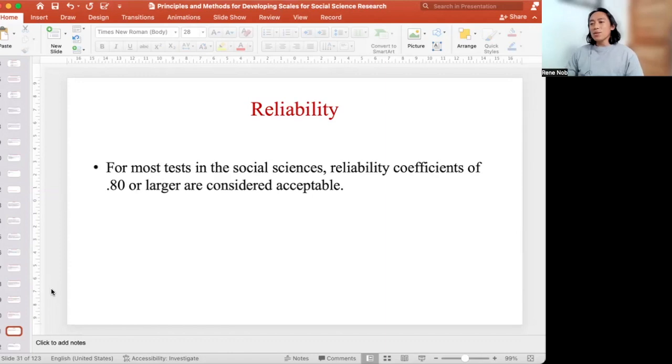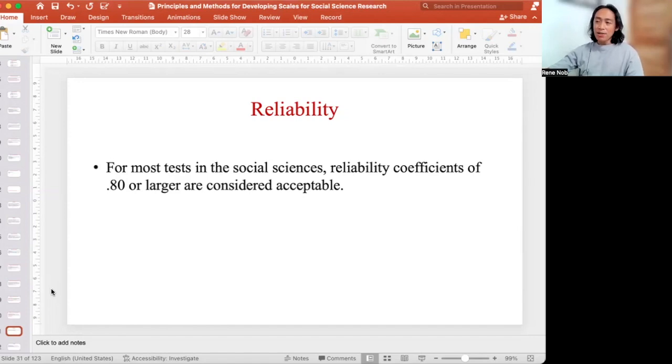For most tests in social sciences, reliability coefficients of 0.8 or larger are considered as acceptable. So 0.8 means to say that 80% of the variation in the test score is due to the variation in the true score among the individuals. Now, what if your reliability is below 0.80? Does that mean to say that your scales are rendered useless? Not necessarily. There are some scales that are still used despite having reliability coefficients lower than 0.8.